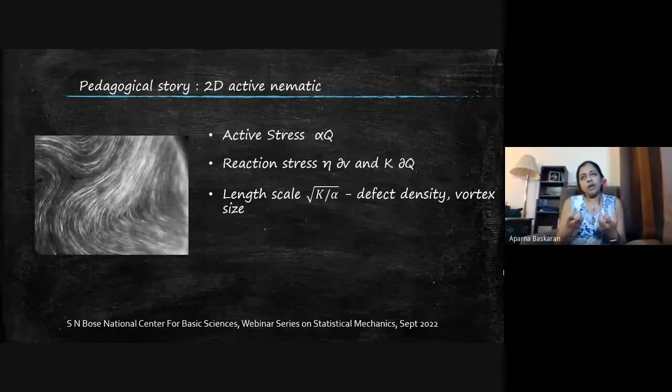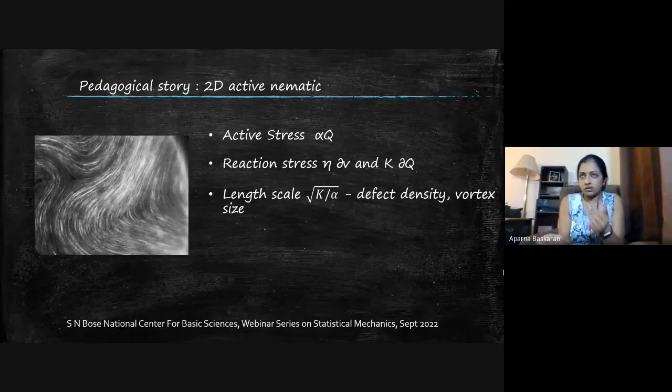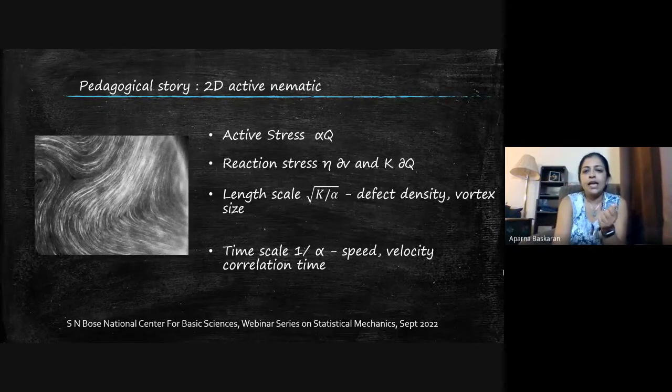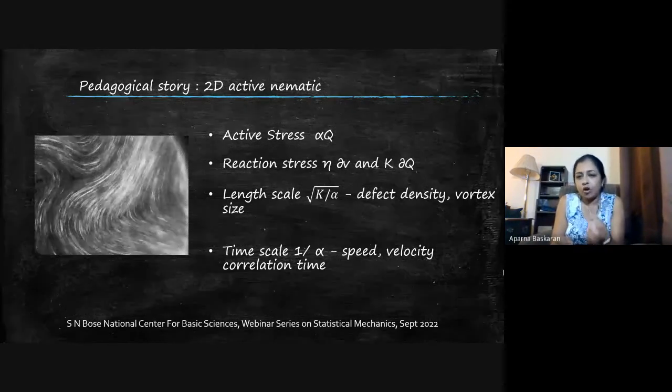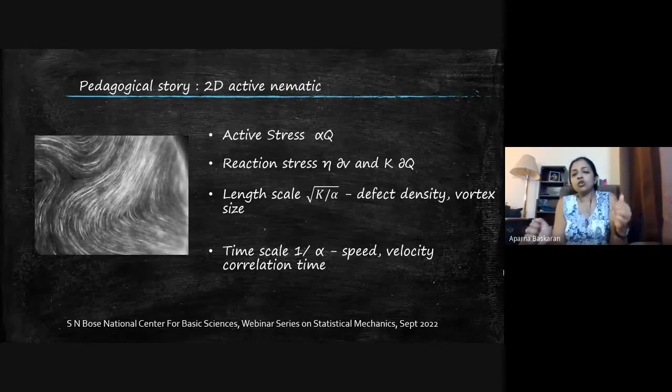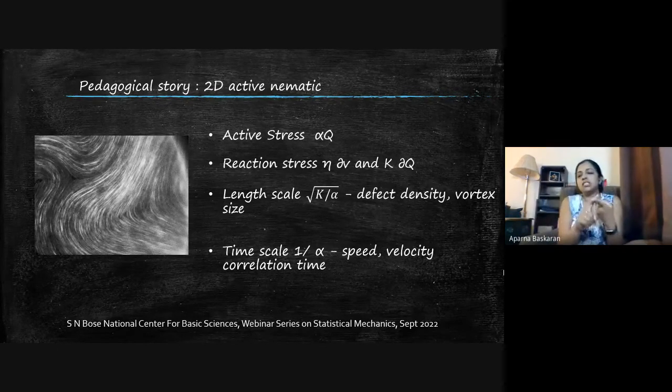If you decide to measure the vortices in your system and plot a vortex size distribution, it will again have the characteristic length square root of k over alpha. And the only speed, only time scale in that problem is 1 over alpha. So anything that is a time that you can measure in the system, like mean speed in the system, the velocity autocorrelation time in the system, and so on, any time that you measure in the system has to come from this 1 over alpha guy.